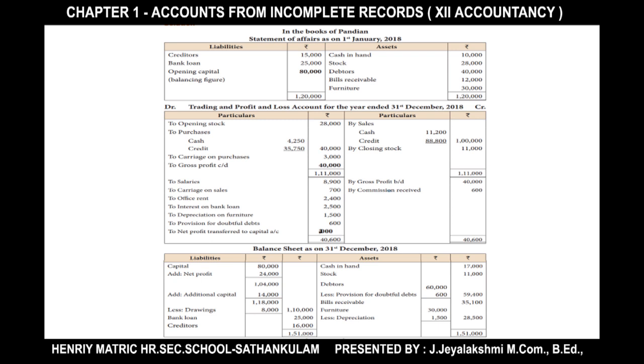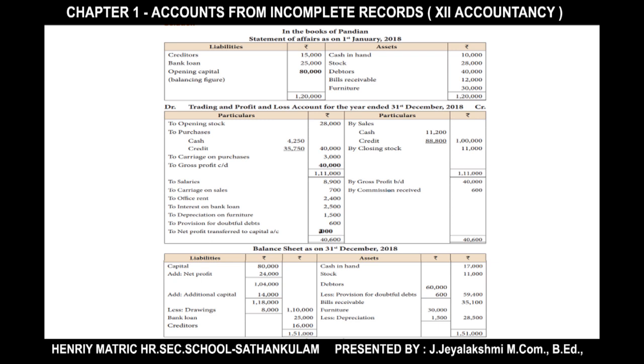See here, this is for the year ended 31st December. For that amount we have to take. So cash in hand 7,000, stock 11,000, debtors 60,000. You have to less 1% of provision for doubtful debts. That 1% is how much? 60,000 into 1/100. So how much you got? You got 600. That is deducted from the debtors. So you got how much?